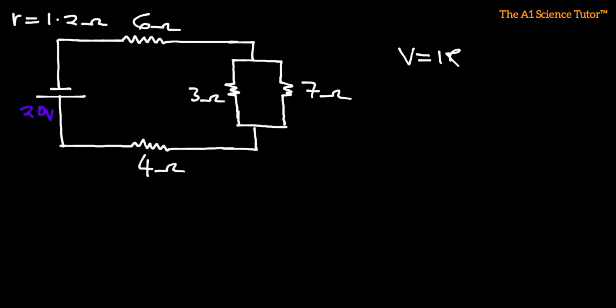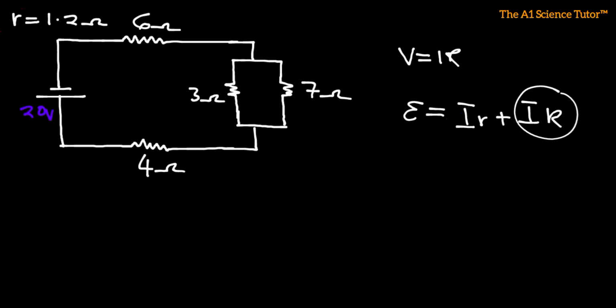So if you have a DC source, in this case a battery, with an EMF of 20 volts, Ohm's law expands into this. What this means is this is the loss volt, while this is the terminal voltage. The loss volt is the product of the net current and the internal resistance, and the terminal voltage is the product of the net current with the external resistance.